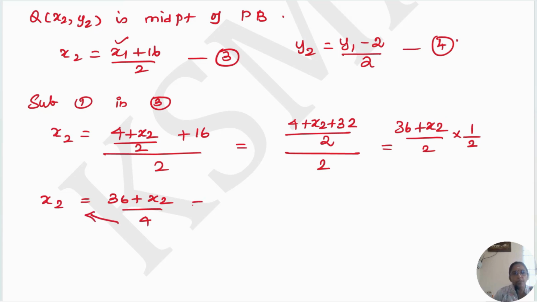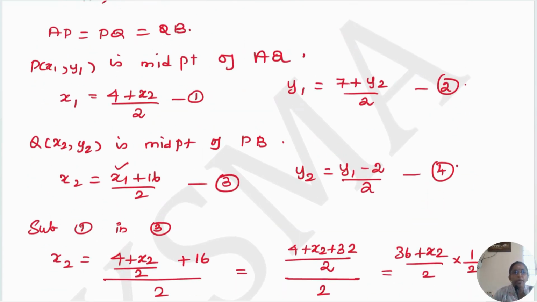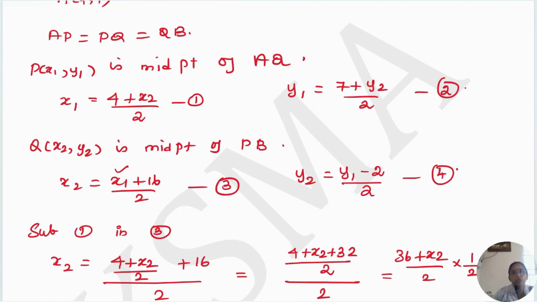Now do your cross multiplication. So 4x2 is equal to 36 plus x2. Now 4x2 minus x2 is equal to 36. So 3 times x2 is equal to 36. So x2 will be equal to 36 divided by 3, which is equal to 12. Now we got our data, and with this you can go back and substitute to find your x1.